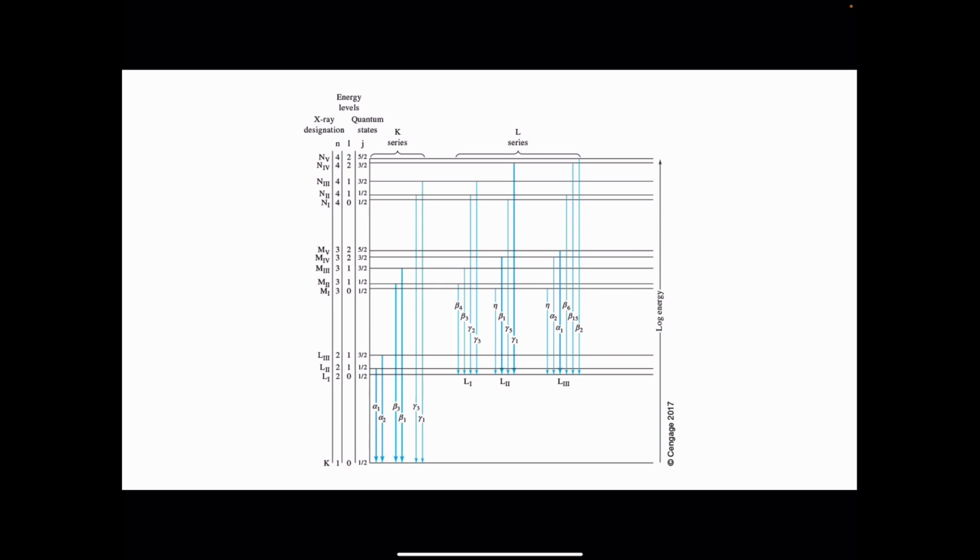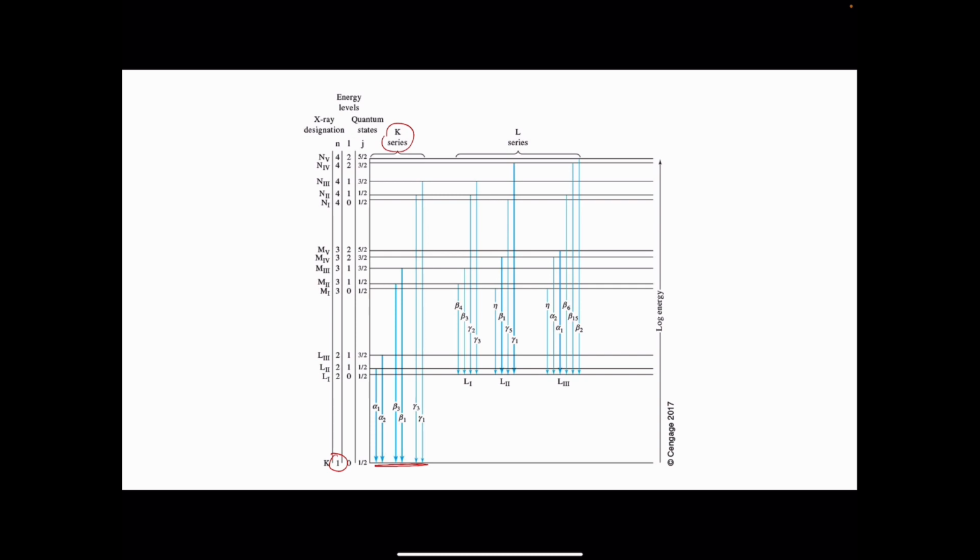And there are two series of emission lines. The first is the shorter wavelength group, known as the K series. And this is when the first principal quantum level, or n equal to 1, as you can see here, is being filled from higher energy levels. So it doesn't matter which higher energy level the electron is coming from, but it's filling these n equals 1 level.